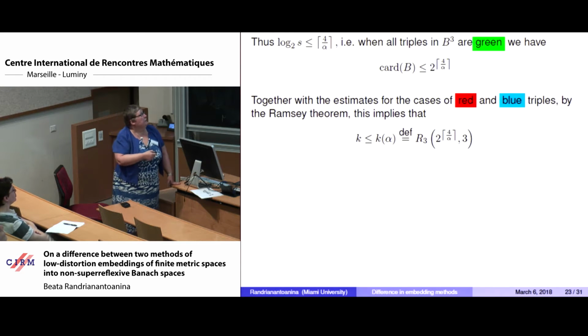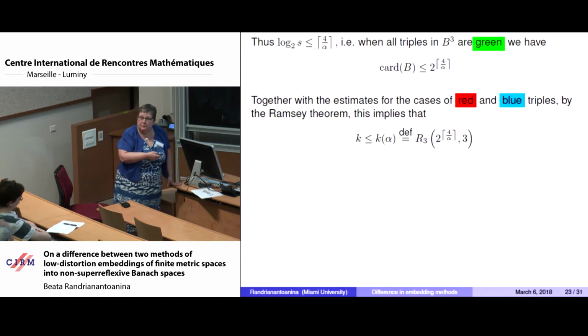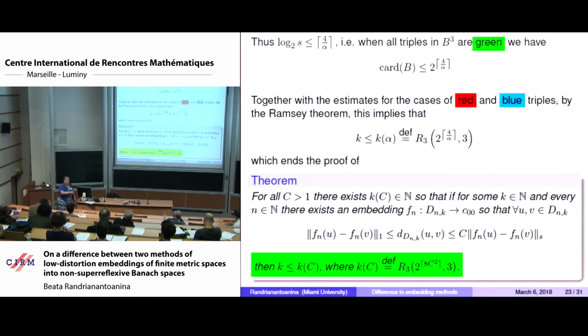So then when we combine all of this together with Ramsey's theorem, we know that K of alpha is at most the Ramsey number. Those 3 and 3, one indicates that we are dealing with triples, and one indicates that we are dealing with 3 colors, right? So this is a finite number. I don't know the exact value of this number. Right, so not unique in that property, I think. So this is what we proved, right?